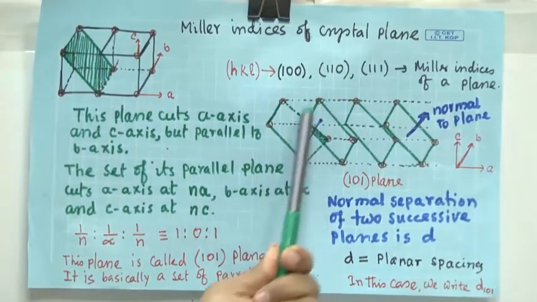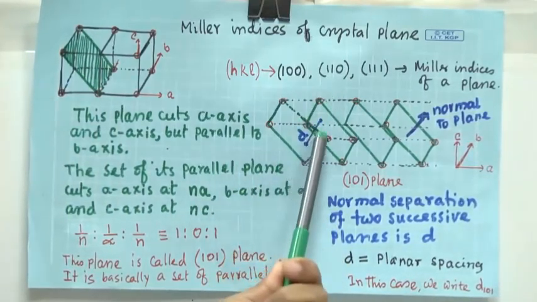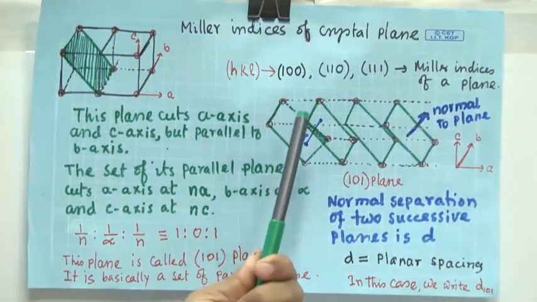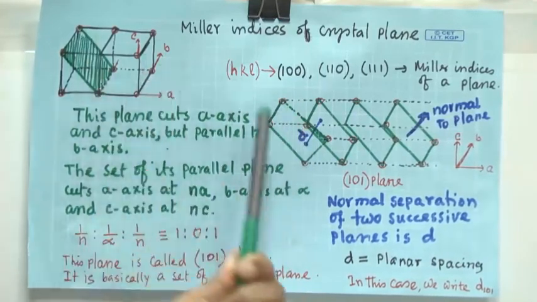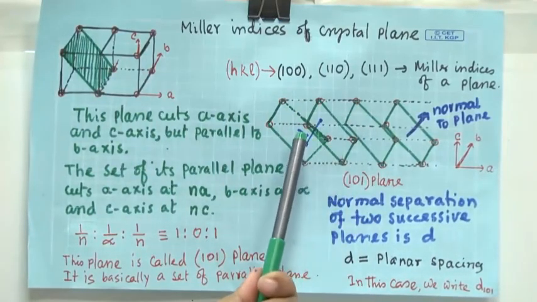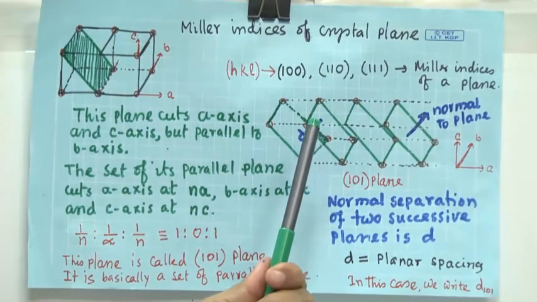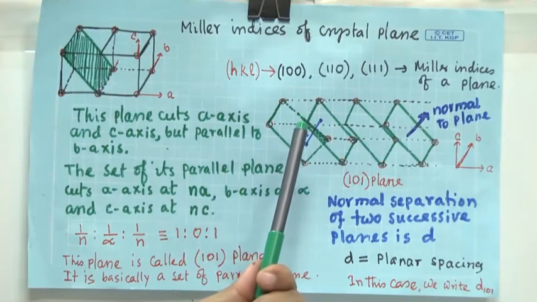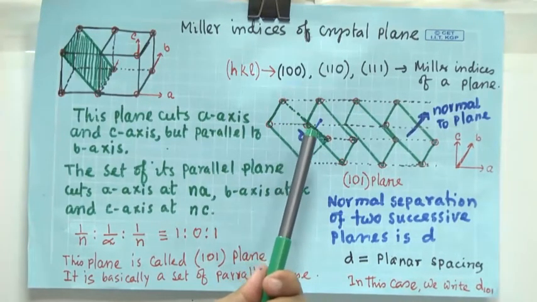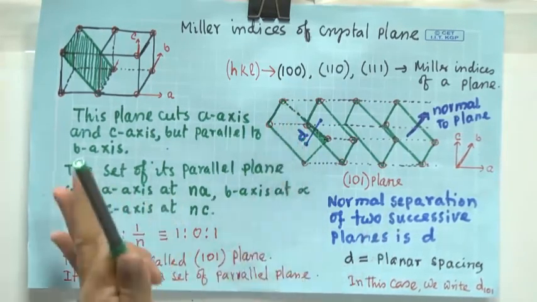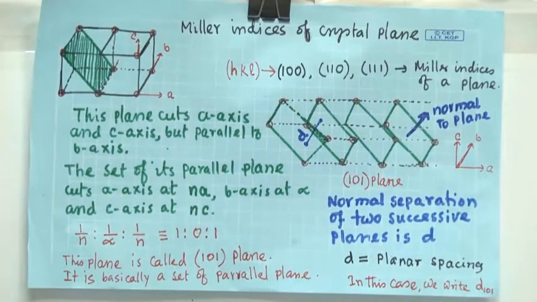What is the planar distance, the normal distance between these two planes? That is the planar distance d, and this d has a relation with a, b, c, alpha, beta, gamma. For different structures, cubic, tetragonal, orthorhombic, the relations are given in books; you have to just read them, or one has to derive them. I have not shown here the standard relations of how planar spacing d is related with the lattice parameters a, b, c, alpha, beta, gamma.